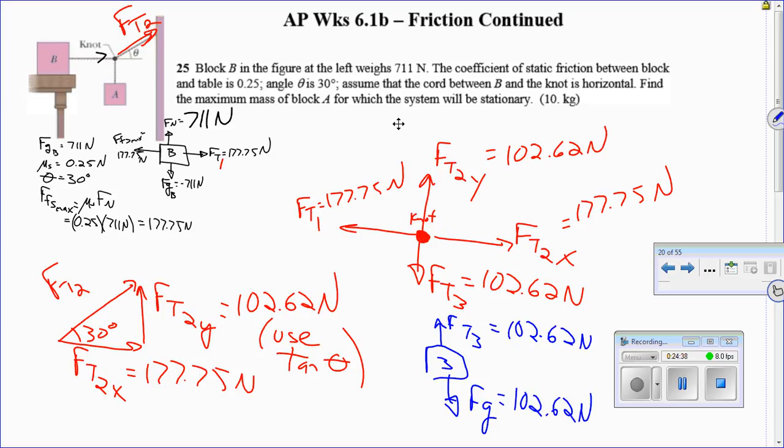Does that make sense, you guys? That's really common, where you split your forces up into components like that. It's a very common trick. All right, problems with 25?